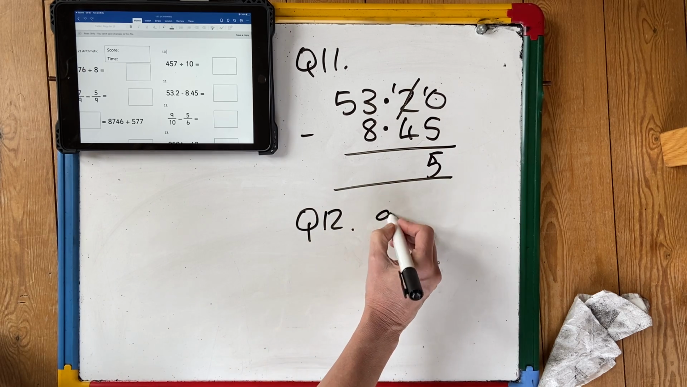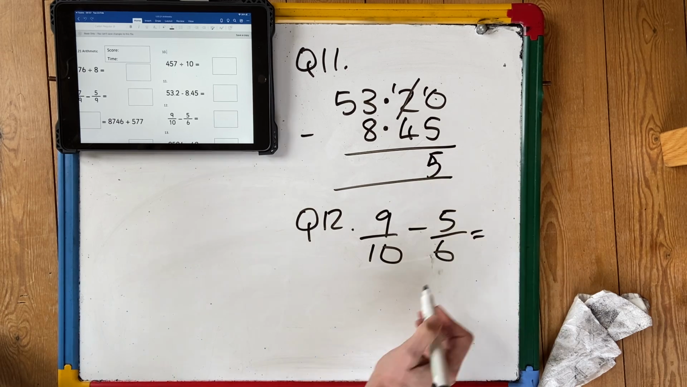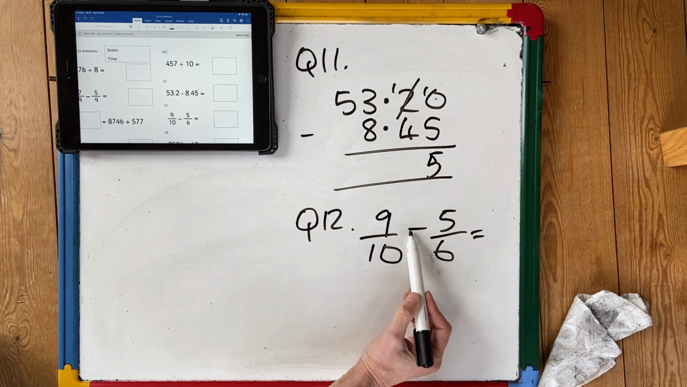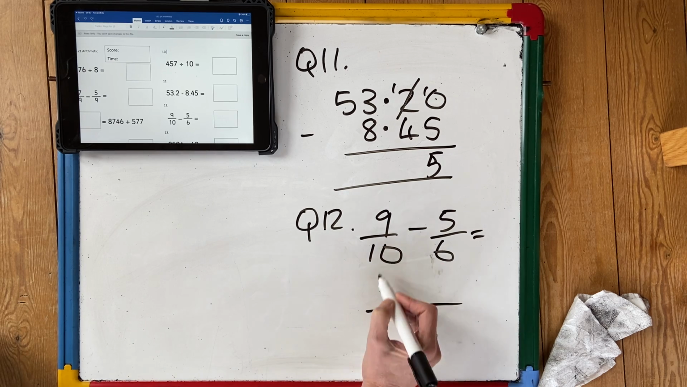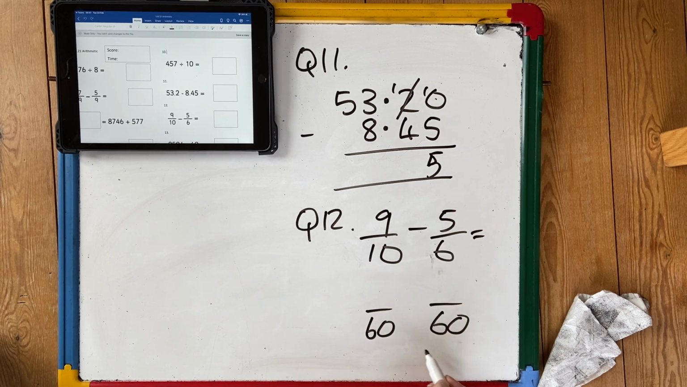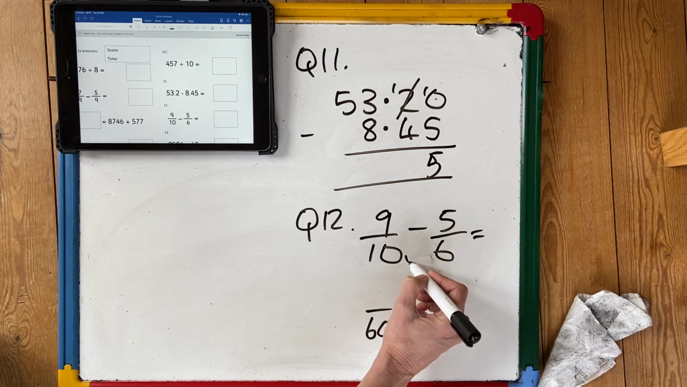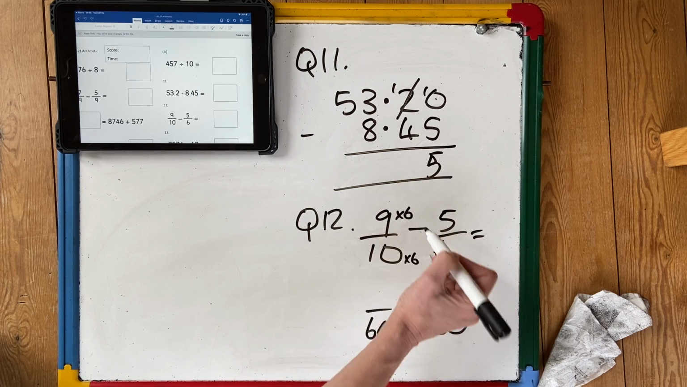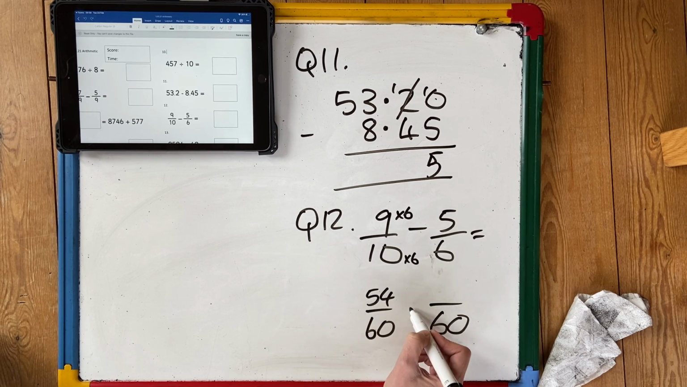Question 12. 9/10 subtract 5/6. So here you need to find the common factor, because when you are subtracting fractions, you have to make sure the denominators are the same. So in this case, the common factor is 60. So what do I do to 10? To find the equivalent fraction in 60ths, I multiply it by 6. If I multiply the denominator by 6, I have to multiply the numerator by 6. 9 times 6 is 54.